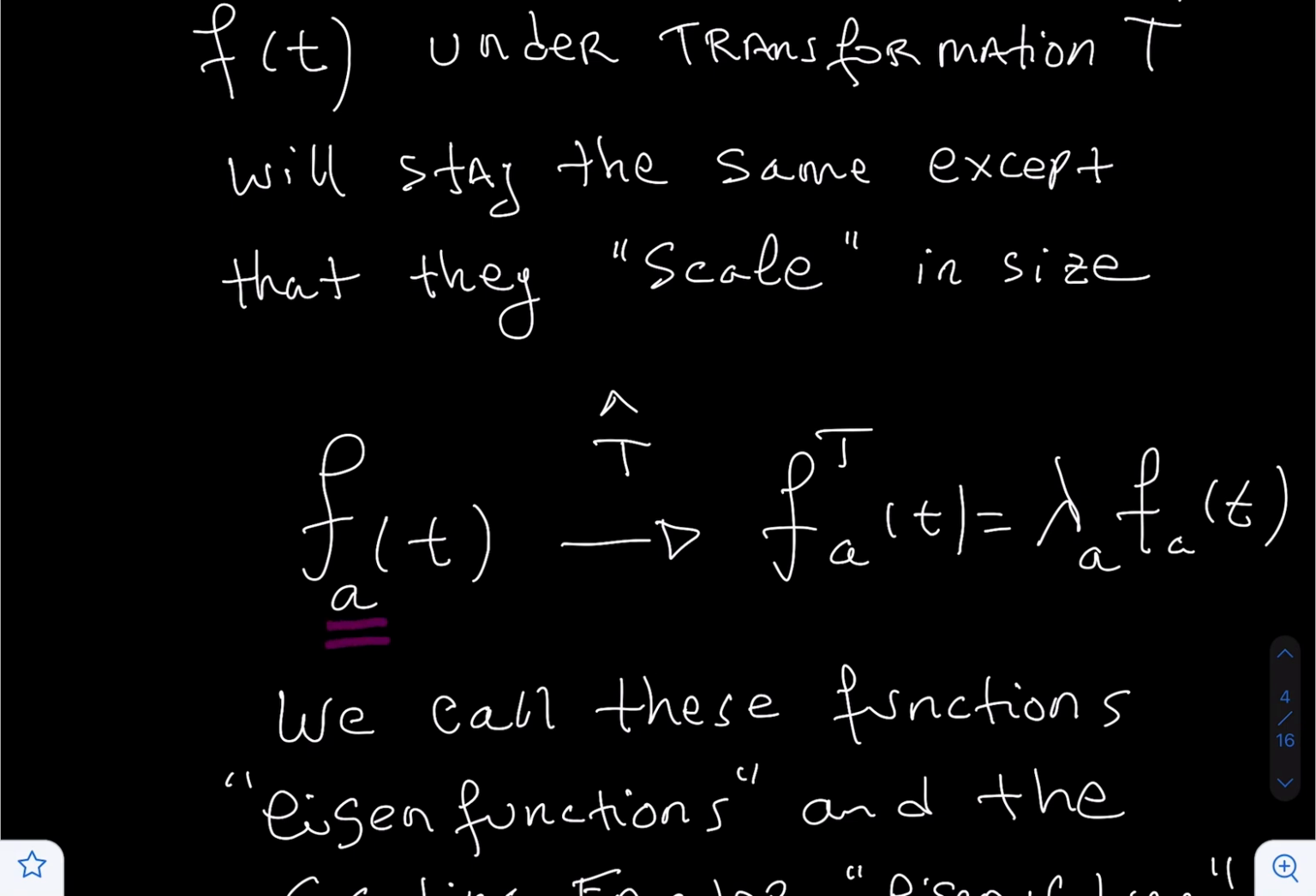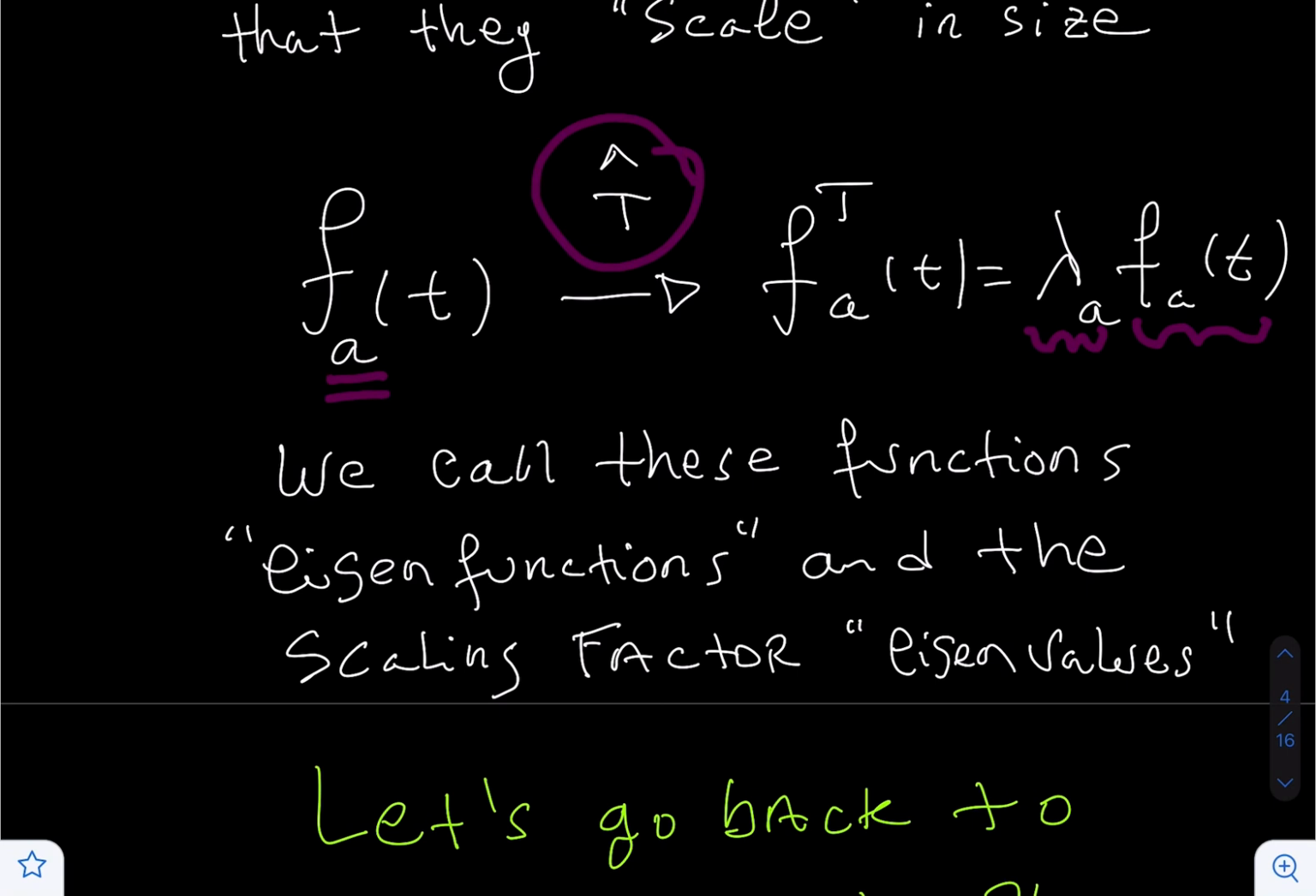And if that special function under a certain transformation scales, then we say that this function is an eigenfunction, and this is the eigenvalue, lambda here. So we call these functions eigenfunctions. Big name for a simple thing. I don't know why people do that. Anyway, the scaling factor is called the eigenvalue.